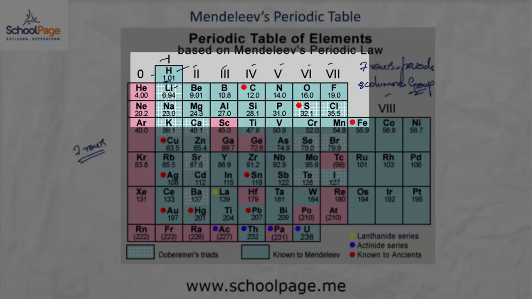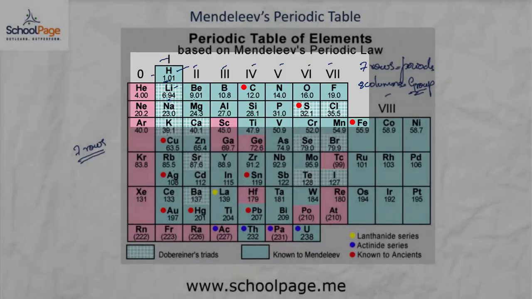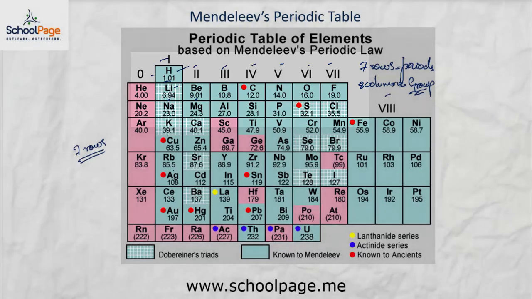Now observe the number below the symbol of these elements. Here it is 6.94, which is the atomic mass of lithium. Beryllium has 9.01, then boron 10.8 and so on. The observation is that as we move ahead in the periodic table, we see the atomic mass is increasing, right? So this is the basis for the classification of elements by Mendeleev. Mendeleev arranged the elements in an increasing order of their atomic masses.